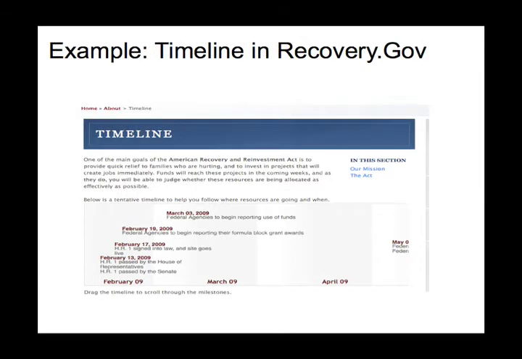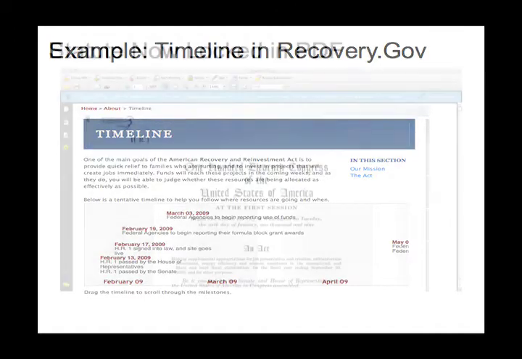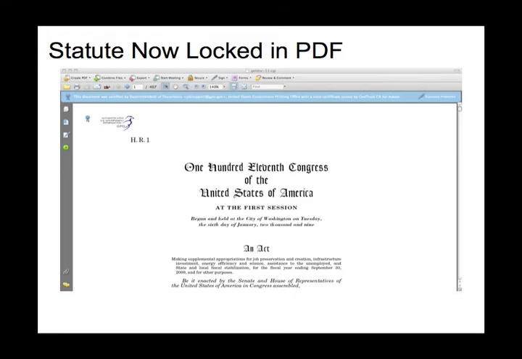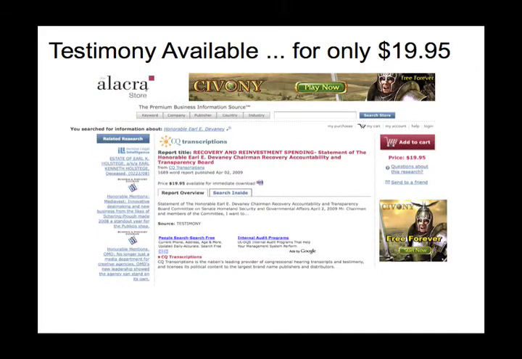If you take a look at the timeline, you'll see that the information hasn't changed since the site went live, and there's just a few items on there that clearly have been put on by hand. Same kind of problems with the statute. Notice that it's locked in a PDF document. You can't link to particular paragraphs. If you want to find testimony from the chairman of the Recovery Board that oversees Recovery.gov, it's available. You can find it on Google, but for a price.